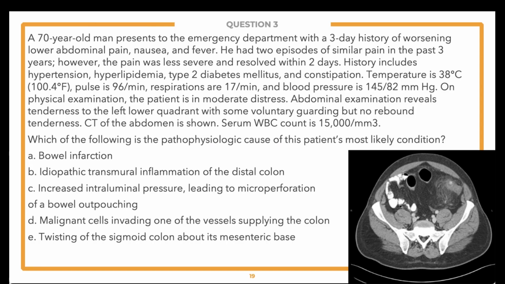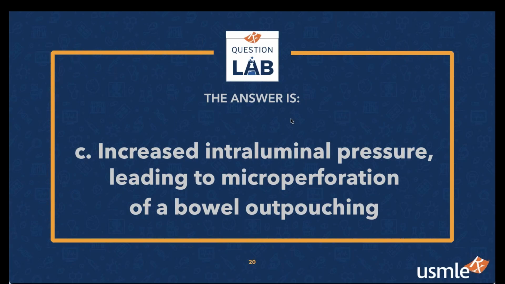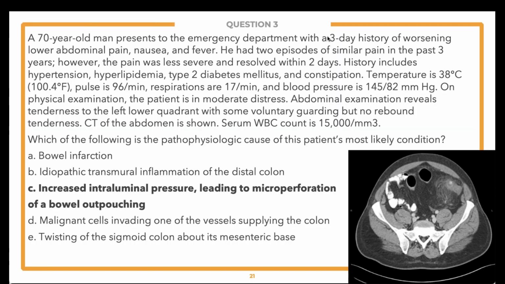So let's see, how did we do here? Let me hide the results, and the answer is indeed answer choice C, increased intraluminal pressure leading to microperforation of a bowel outpouching. Great job. I think that's our best performance so far tonight, and we're getting a little bit deeper in it. Sometimes our questions get a little harder, but you guys did great.